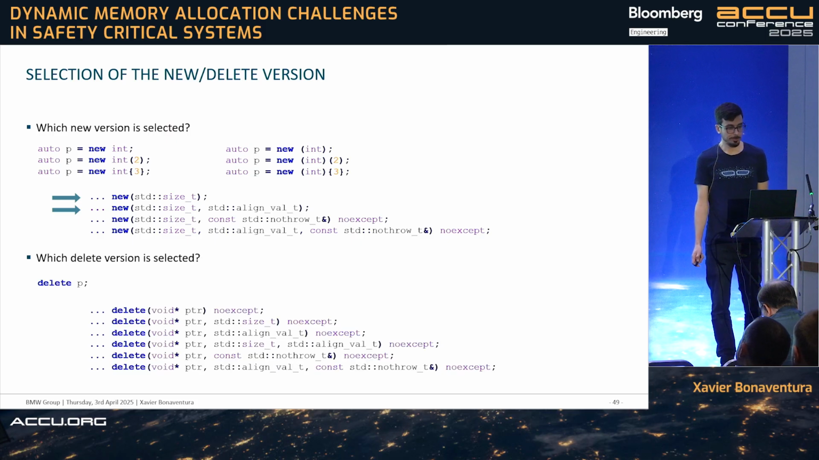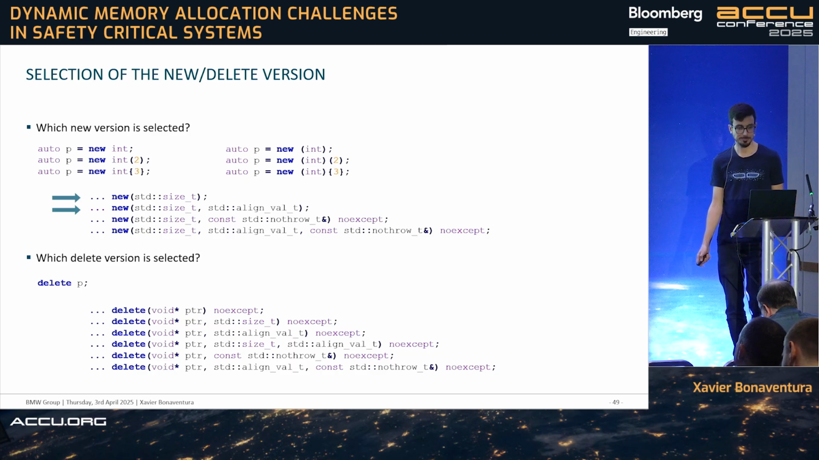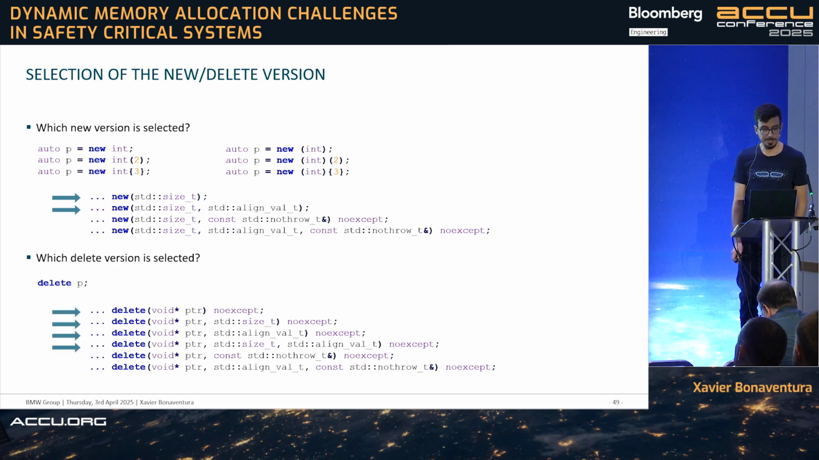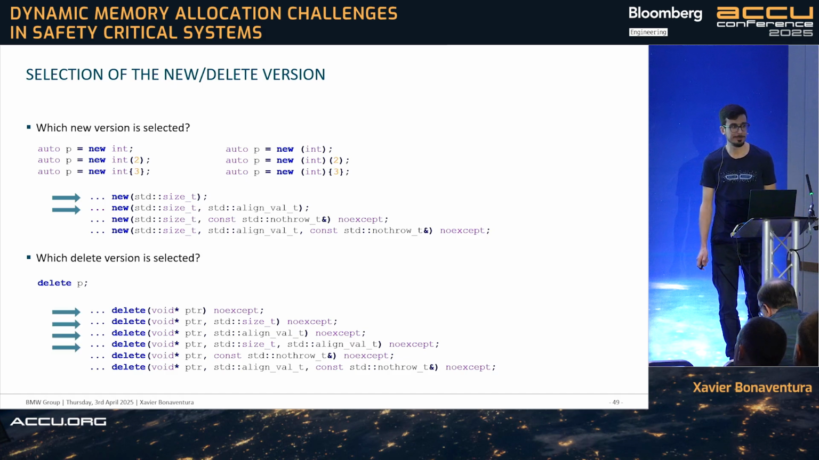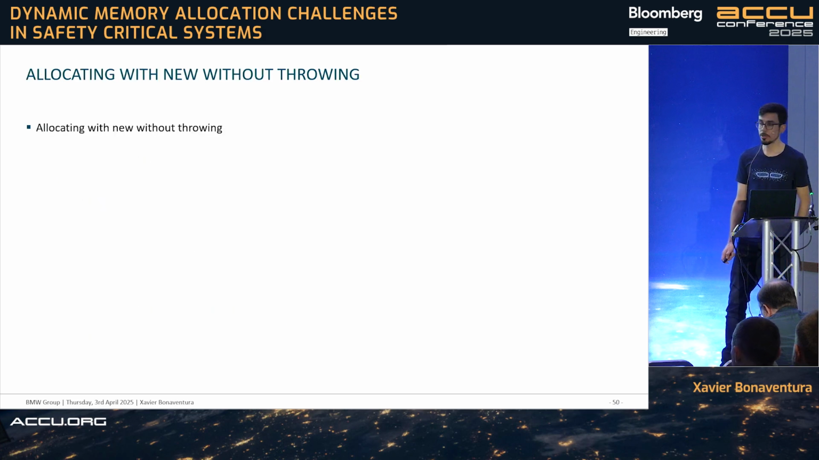And for the delete, which delete version will be selected? Here we saw we have more options, six. Basically, any of these four.